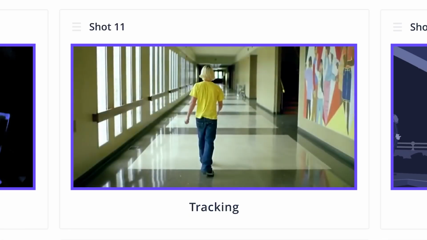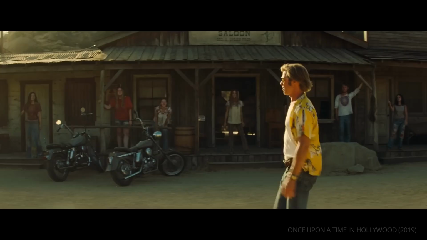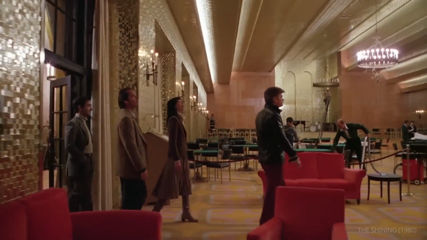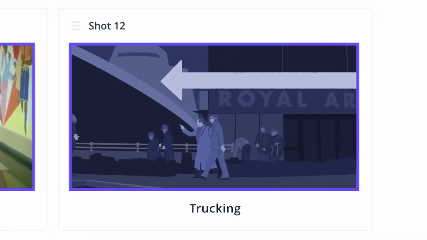So a tracking shot either follows or leads a subject. But when the camera moves laterally, left or right, it is referred to as a trucking shot.